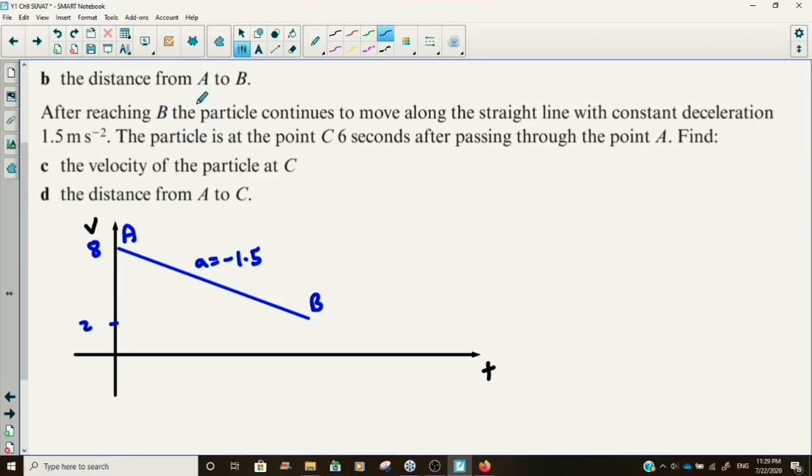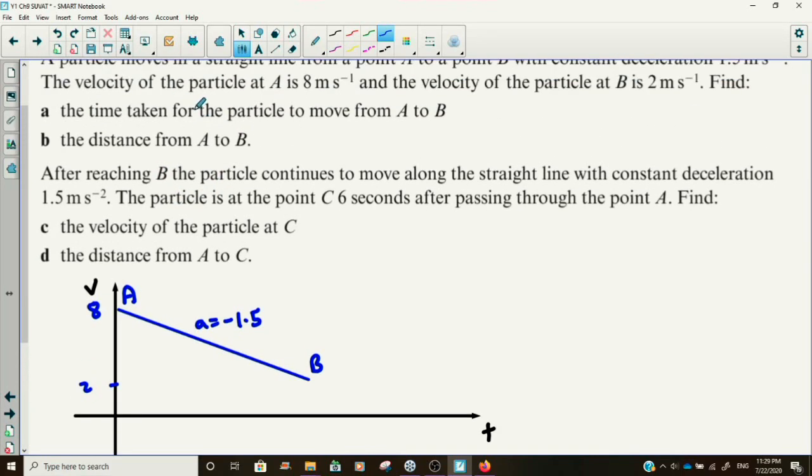It says, sorry, let's go back to the first part again. Find the time taken for the particle to move from A to B. Okay, so we're after this time here. Okay, so let's work it out. Sometimes it's useful just to write down SUVAT. So write down the letters and just indicate what we know. Do we know the distance? No. So I put a little question mark there. Initial velocity, yes, is 8. Final velocity is 2. Acceleration, minus 1.5. And we're after the time.